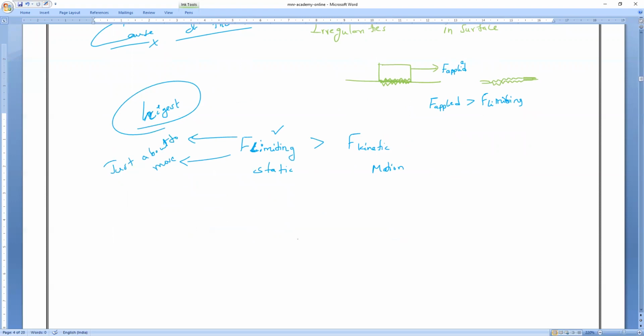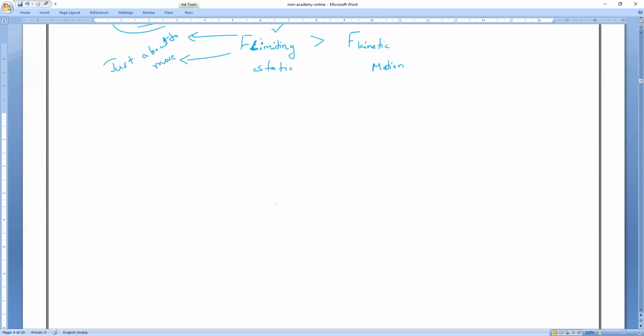Now, I will draw the graph. Very, very important. That is between friction versus applied force. Okay. So please mark it and understand very carefully. So totally we are having 3 frictions now: F static friction, F limiting friction, and F kinetic friction. Clear, everybody? So that is what I'm writing commonly, friction.